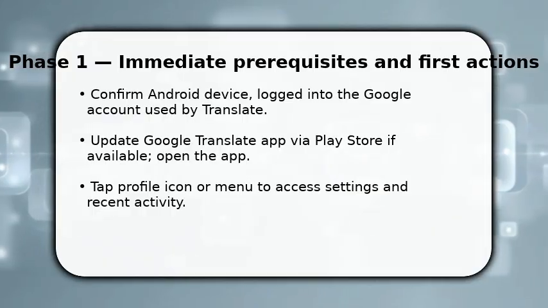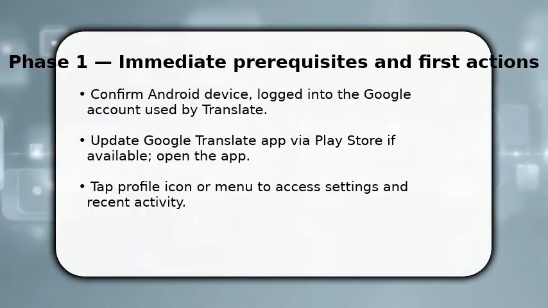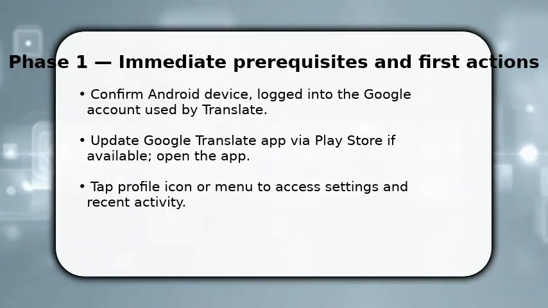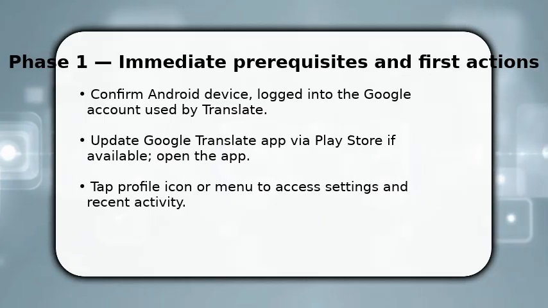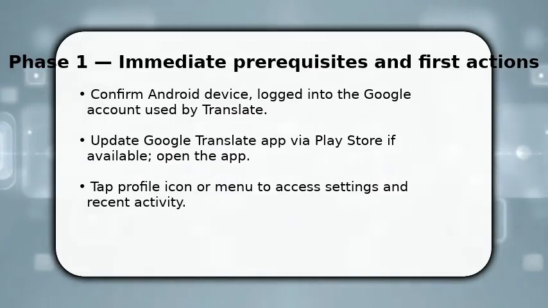Tap the profile icon or three-line menu to reveal settings and history controls. You're initiating the cleanup, so don't skip to other apps. Stay inside Translate and proceed to manage history from the app's menu.